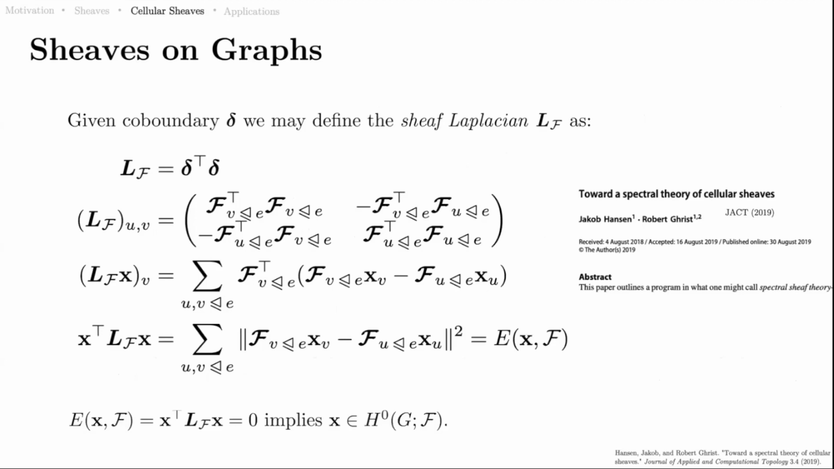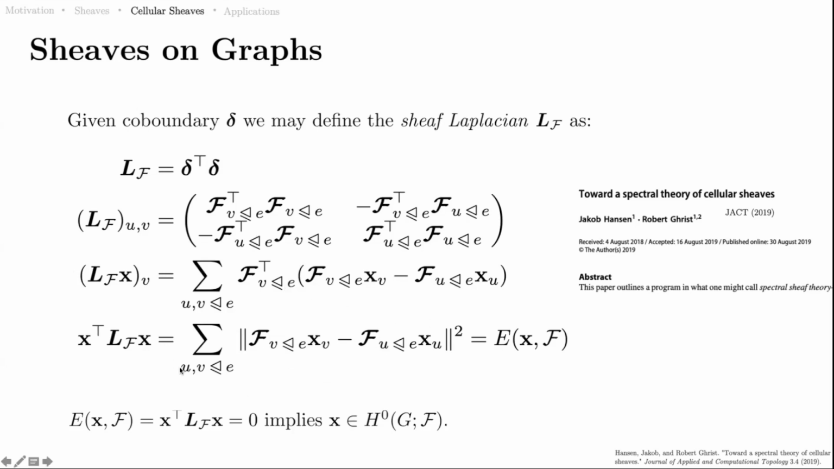So Jacob Hansen and Rob Grice have done a lot of great work on detailing the spectral properties of cellular sheaves, viewed primarily through the sheaf Laplacian, which would be the inner product of the coboundary matrix. And again, just like the graph Laplacian, there are a number of different ways to define this, but hopefully it's pretty clear from this slide that this at least morally looks like the graph Laplacian.